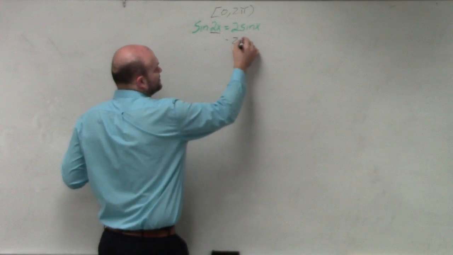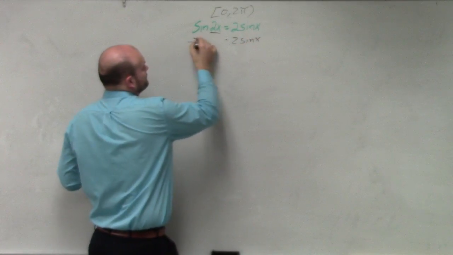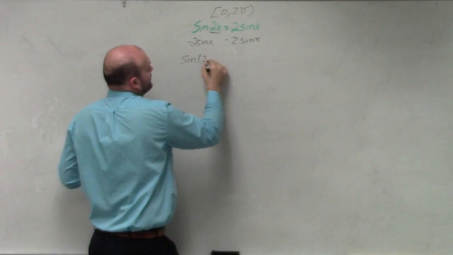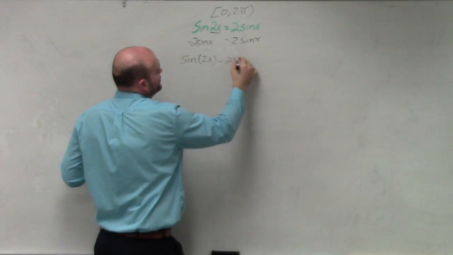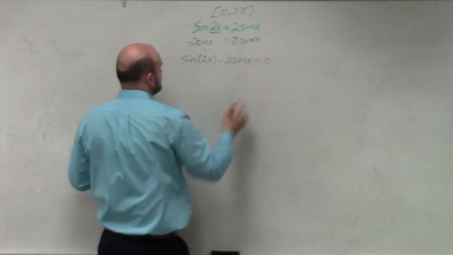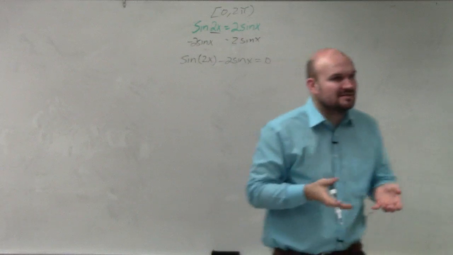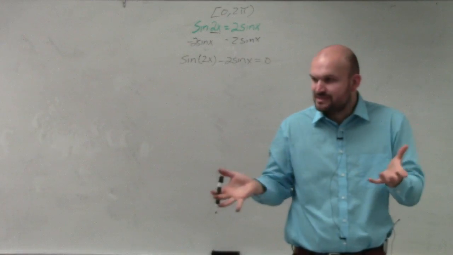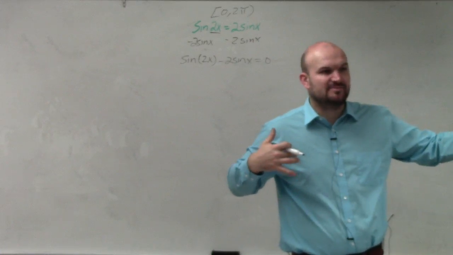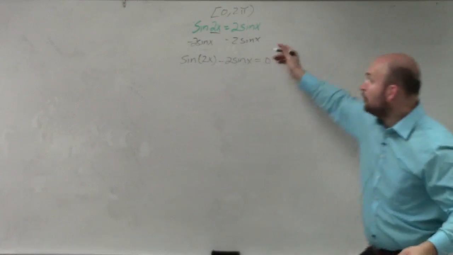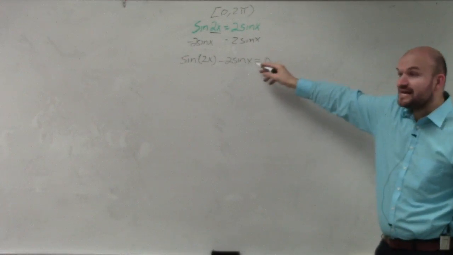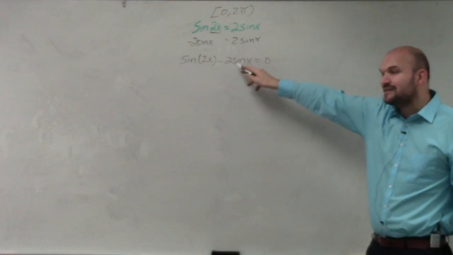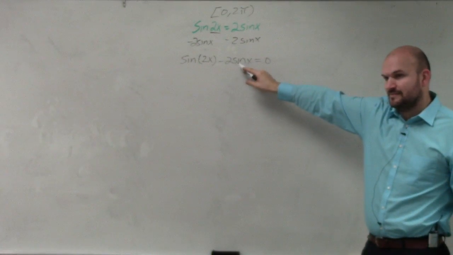So I'm going to subtract 2 sine of x. So I have sine of 2x minus 2 sine of x is equal to 0. Now, the problem is it's 2x and x. They're not the same. They're not like terms. I can't factor them out like I did before. If they were both the sine of 2x, then yeah, I could factor them and solve them just how I know. But they're not the same.